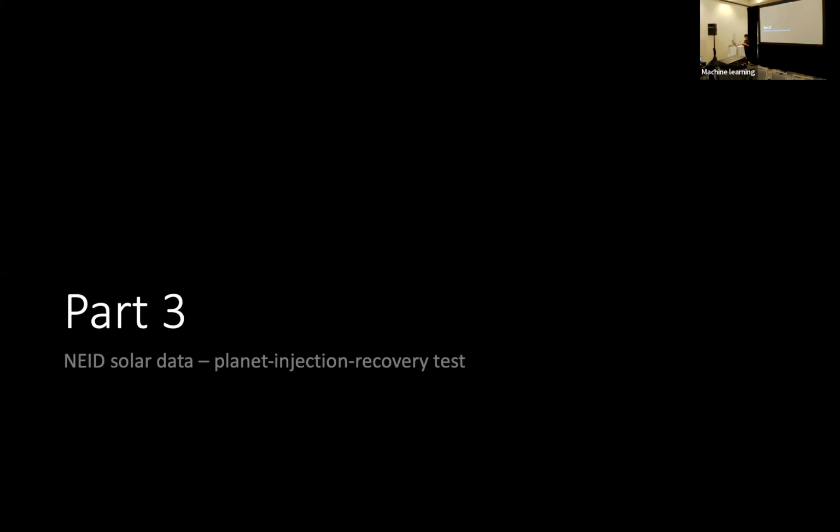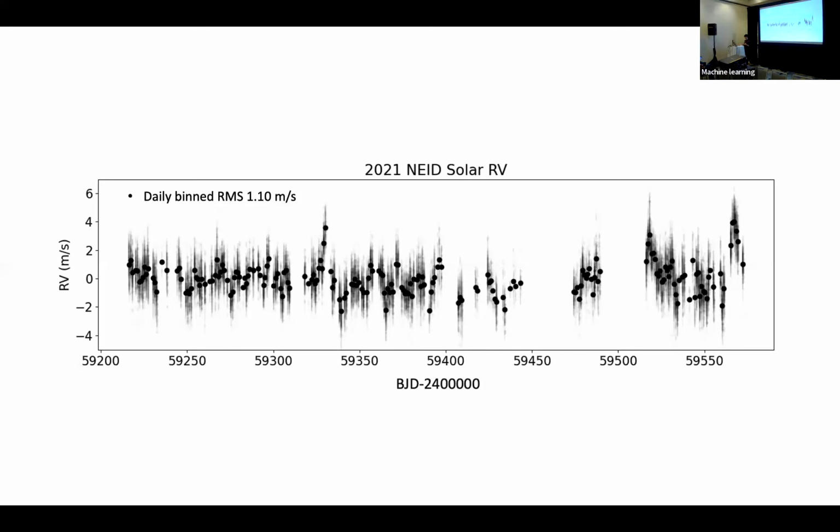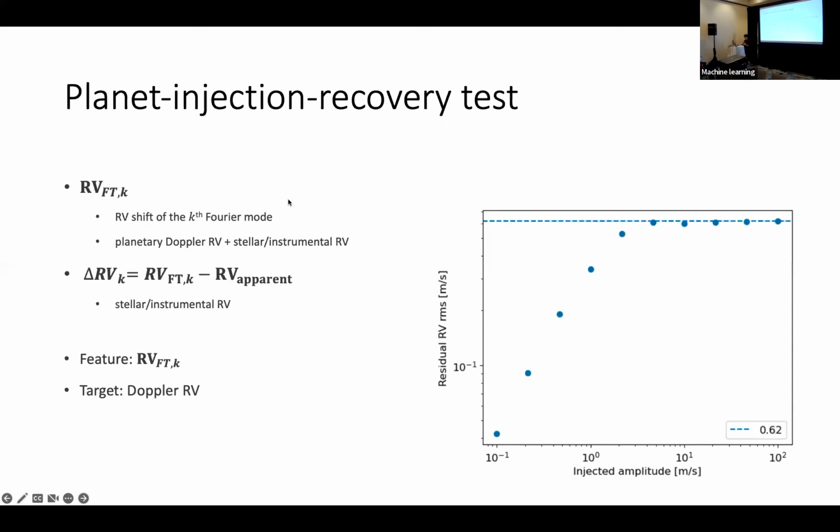I'll quickly talk about the planet injection recovery test in NEID solar data. So this is the 2021 NEID solar data time series, which has a much better daily binned RMS at 1.1 meters per second, compared to about 2 meters per second in the HARPS-N. And we want to use the RV FTK as features to predict an injected Doppler RV, because the RV FTK traces the line variability and is also sensitive to the injected Doppler RVs.